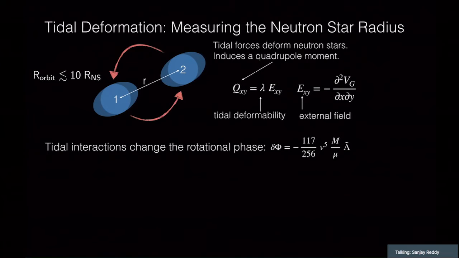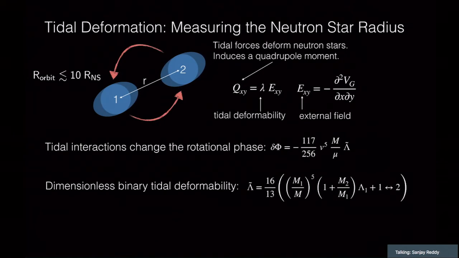Just to contrast this, if you had black holes instead of neutron stars, black holes cannot be tidally deformed, so the tidal deformation doesn't occur, and the rate of coalescence is not changed. But in neutron stars, because they have a finite tidal deformability, you find that the larger the tidal deformability, the larger is the change in the orbital phase as a function of time.